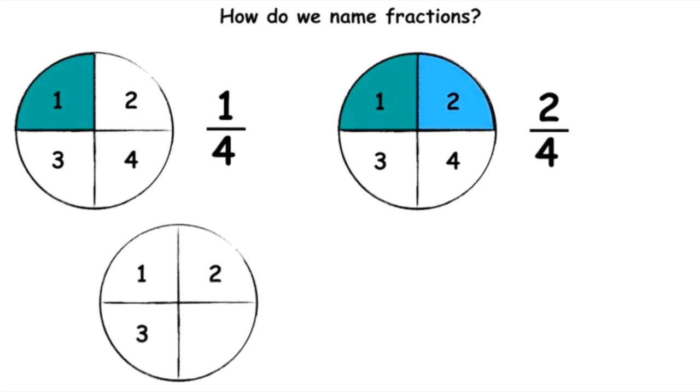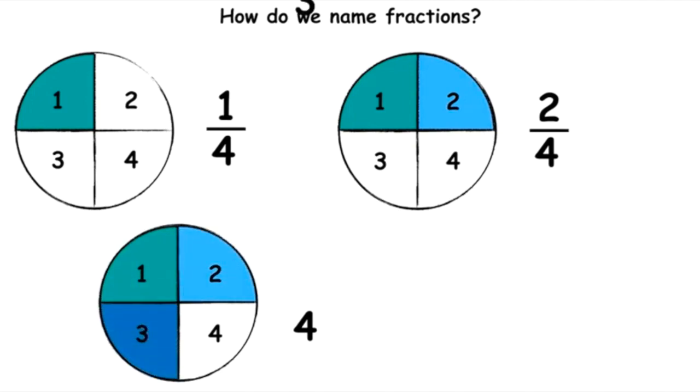This circle has also been cut into 4 equal pieces. There are 4 pieces in total. I am going to color in 3 of the 4 equal pieces. When we have 3 out of the 4 possible pieces, we have 3/4.